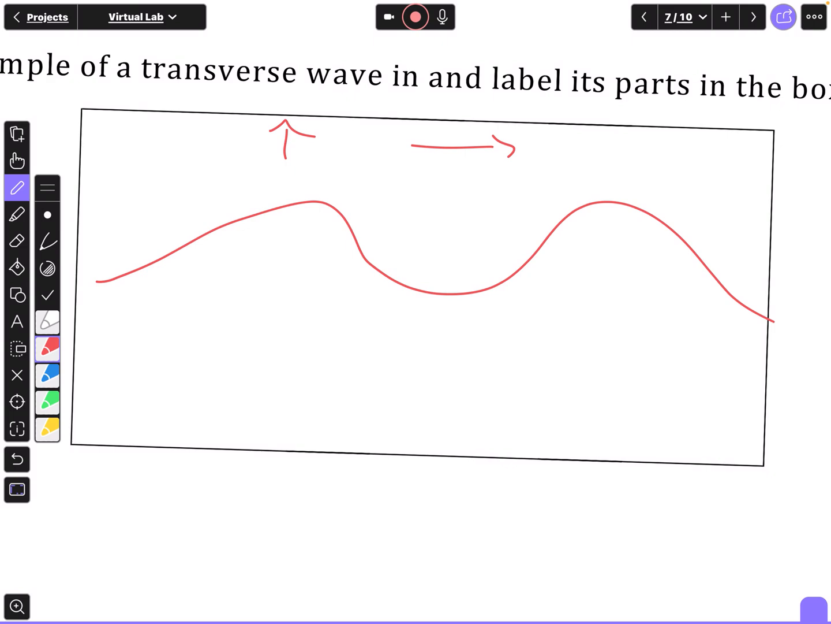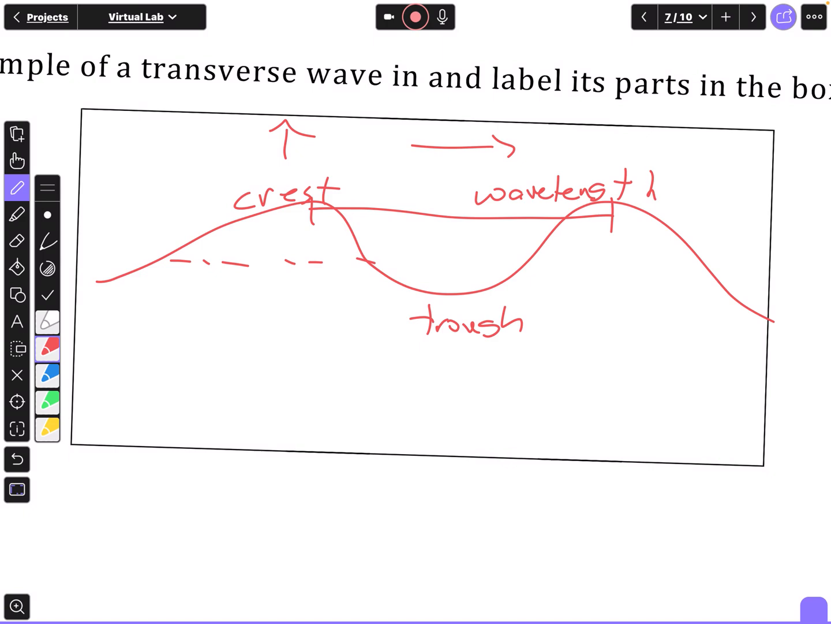Now, some different properties of a wave. We call the top of a wave a crest. The bottom of a wave is called a trough. The distance between two crests or two troughs is called the wavelength. It's measured in meters. And we also have the height of a wave from the rest position, which we call amplitude.